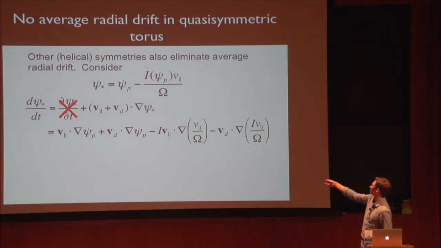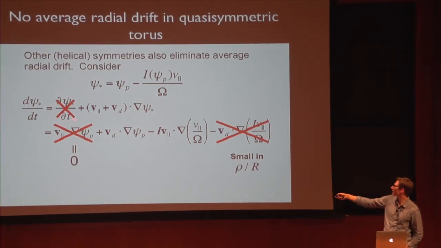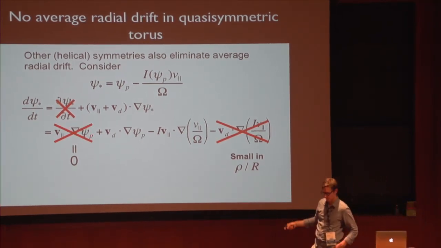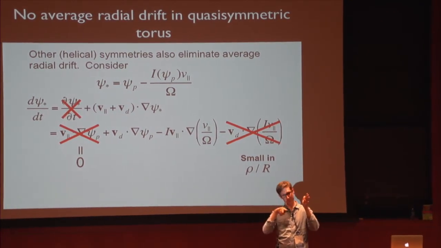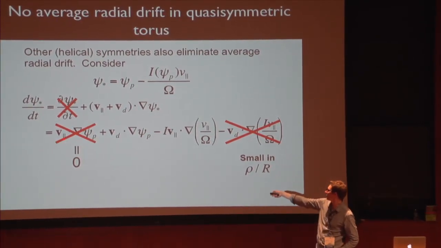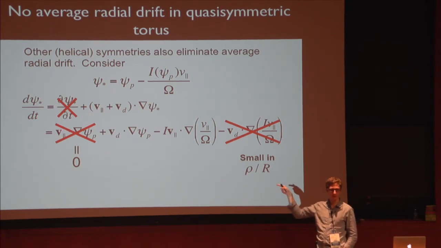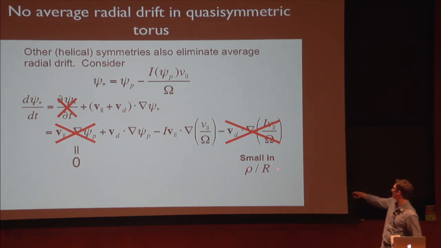So this is four different terms. I'm just expanding out all these expressions. This one is 0 because the toroidal flux is constant along surfaces mapped out by the magnetic field lines, right? So if I take the unit vector pointing in the magnetic field direction, which v parallel points in, and dot it into the gradient of the toroidal flux, this has to vanish. This term is small in this expansion in rho over r because the drifts are slow compared to the thermal speed. And so we're only left with two terms.